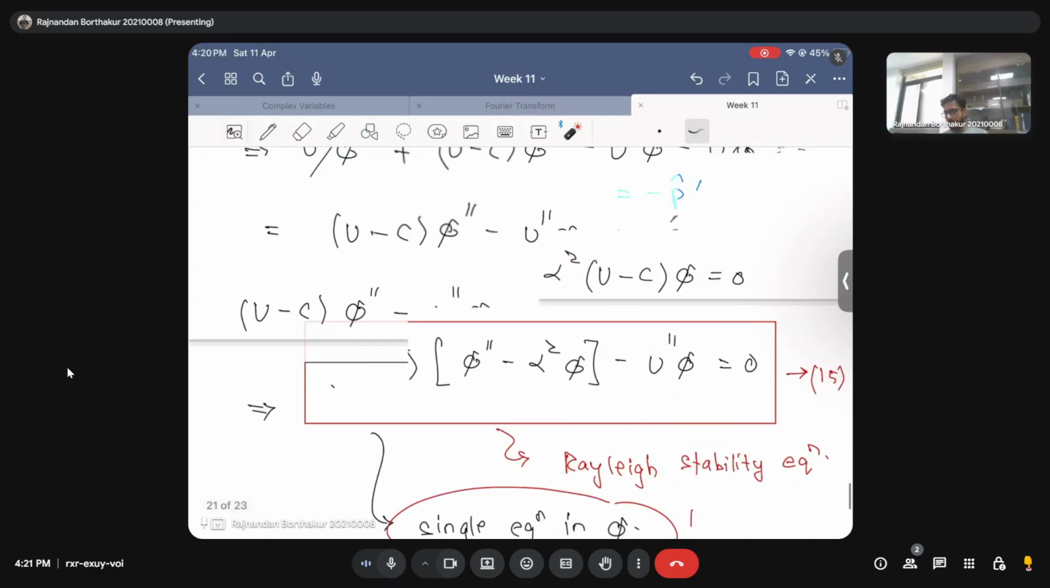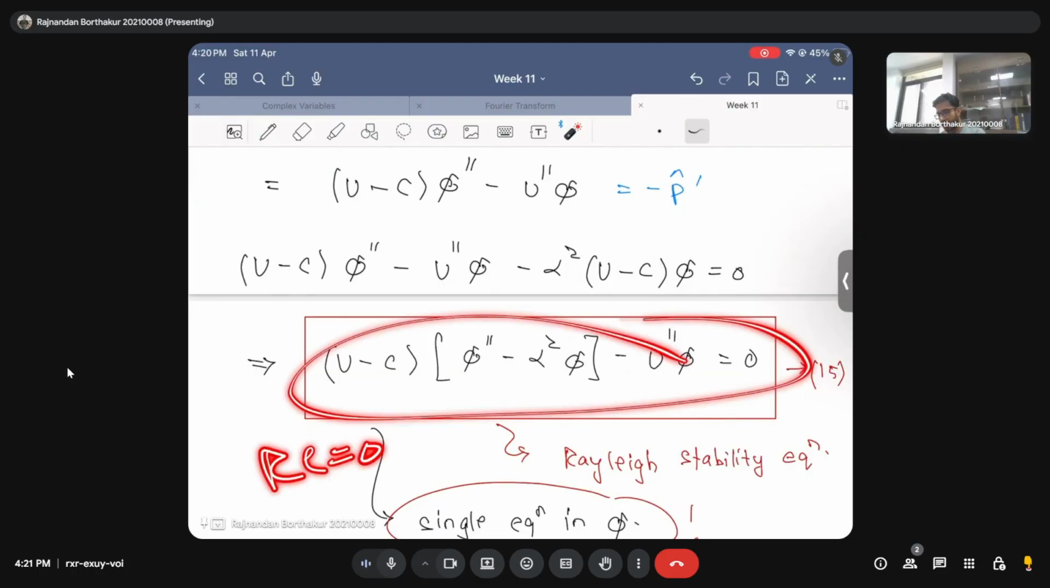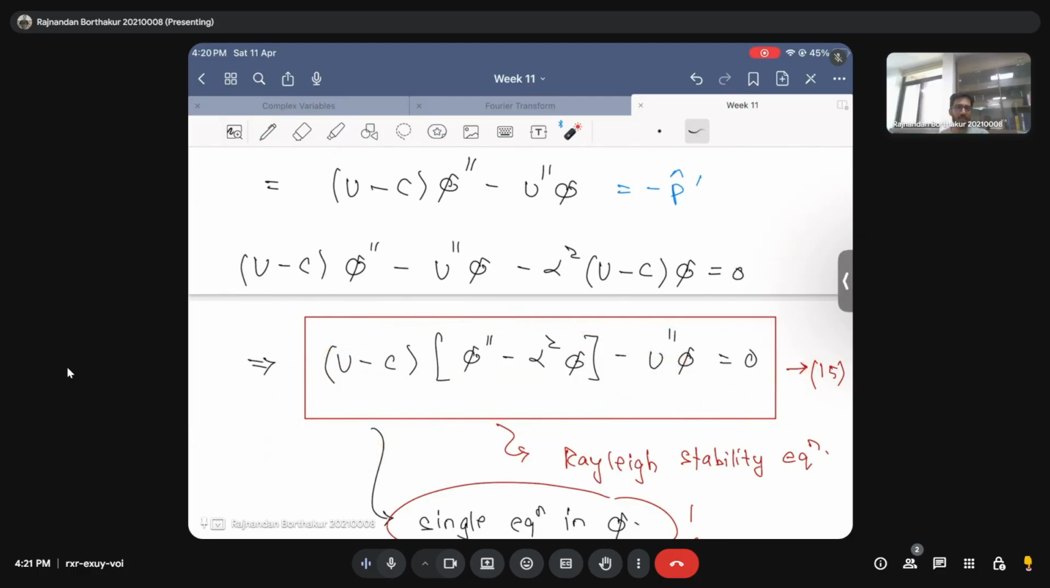So this ends. By the way, you can see that in your Orr-Sommerfeld equation, if you put Reynolds number equal to 0, you will exactly get this Rayleigh stability equation. You can do that check at your end because this is something that we have derived in the lecture series. So the Rayleigh stability equation in principle is a special case of the Orr-Sommerfeld equation when the fluid is inviscid, or in principle when Reynolds number is equal to 0.